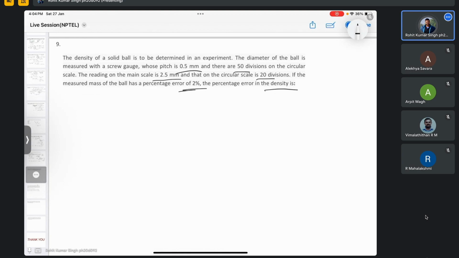This is a long question, so let's go bit by bit. First let's write the formula for density. It is mass by volume, mass divided by 4/3 pi r cubed. Now we have to find the percentage error in density D. How do we do that?